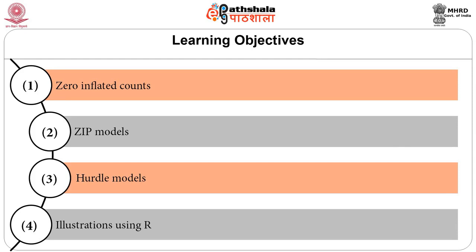The learning objectives for this module. First, we will look at some examples of zero inflated counts. Next, we will look at a popular likelihood-based method of modeling these counts called ZIP models, or zero inflated Poisson models. We will briefly revisit an alternative means of modeling such data through the hurdle model. And finally, we'll look at some illustrations using R, including the syntax required to fit such data.